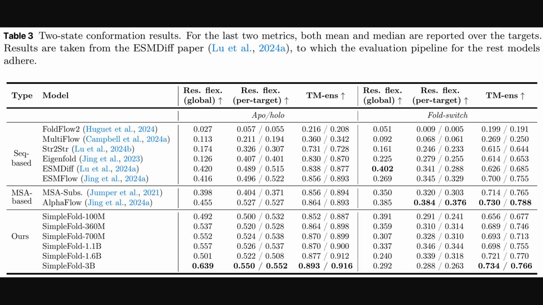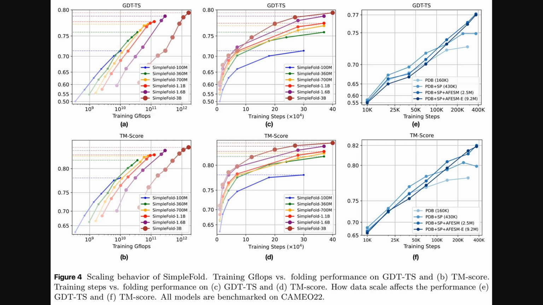So, the previous table covered accuracy. Table 3 reports two-state conformation results for ApoHolo and fold switch ensembles. The metrics track residue flexibility and ensemble TM score, which reflect how well predicted ensembles match experimental states. Sequence-based baselines lag behind, while MSA-based models are strong. In the hours block, scale helps markedly, and SimpleFold 3B leads with ensemble TM scores of 0.893 and 0.916 for ApoHolo, and 0.734 and 0.766 for fold switch. So, the previous table covered two-state ensembles and showed clear gains with scale.